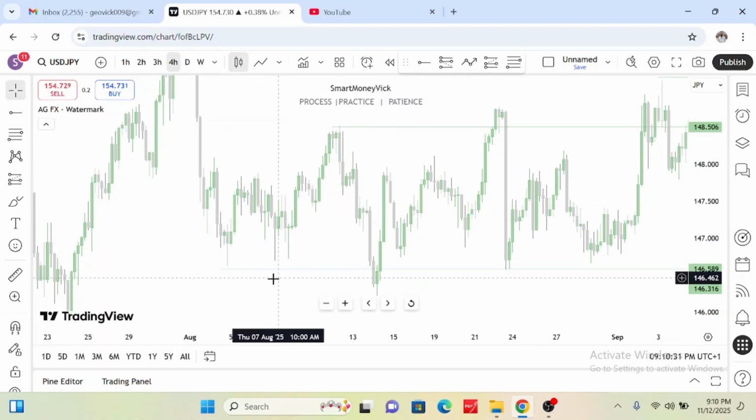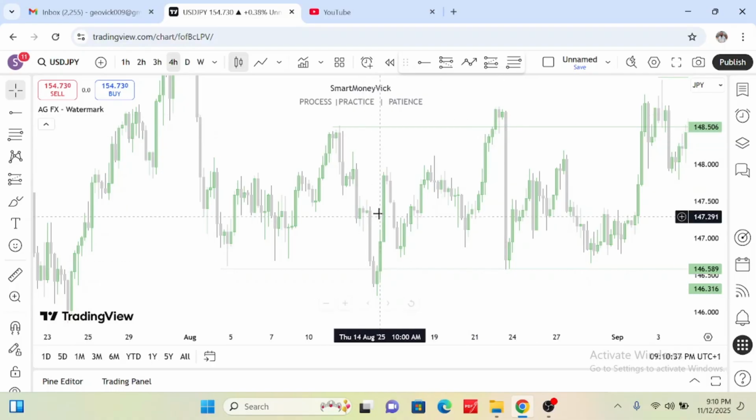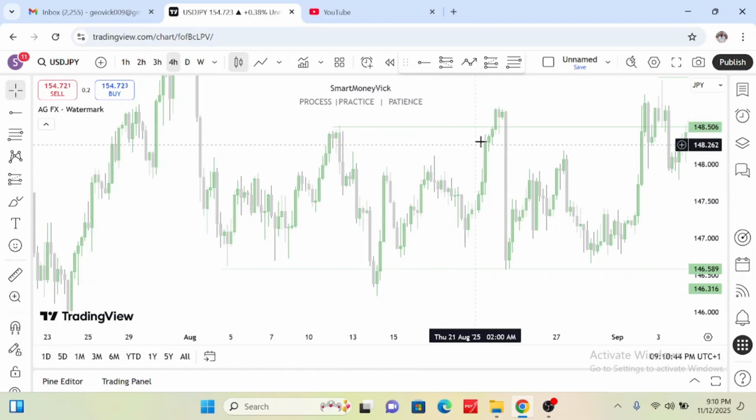Price came, took out the swing low. Look at what we did. We went up. Notice how this sell could not hold. See this sell again. Notice how it could not hold. We kept buying until the target is met.